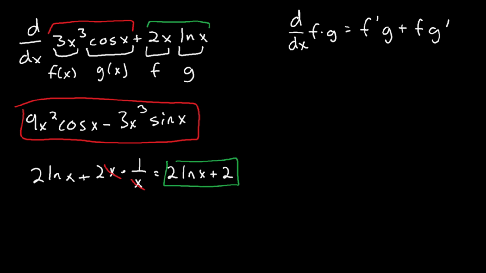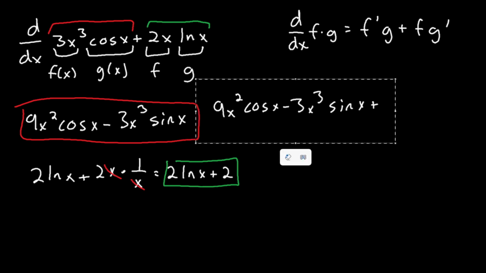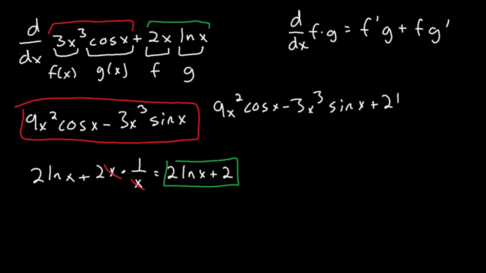So the derivative of this total function is added together. So we can actually add these two derivatives together: 9x squared cosine of x minus 3x cubed sine of x plus, so we had a plus in between them, so we add them, 2 ln x plus 2. And this right here is our total derivative for the function.